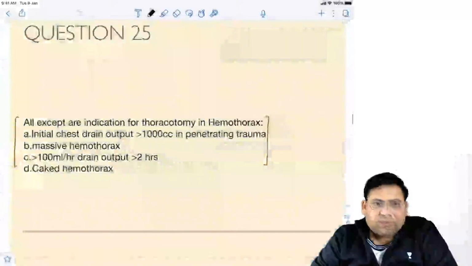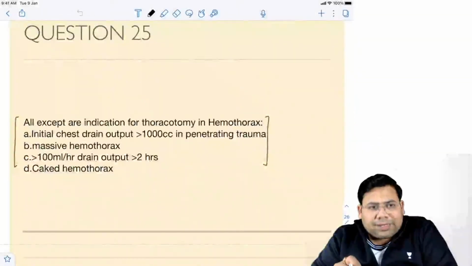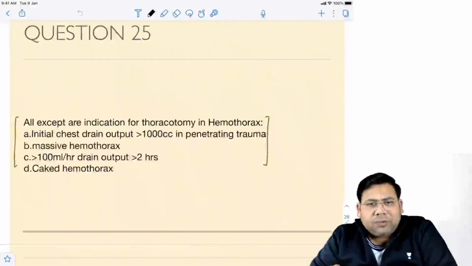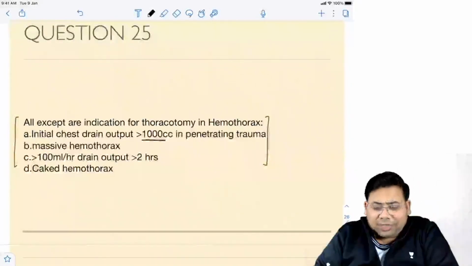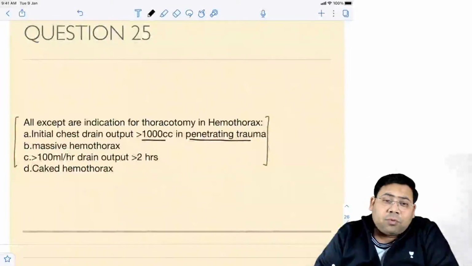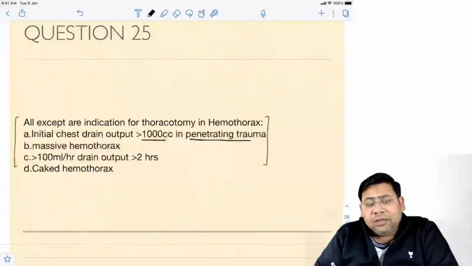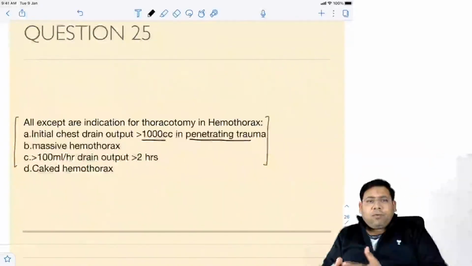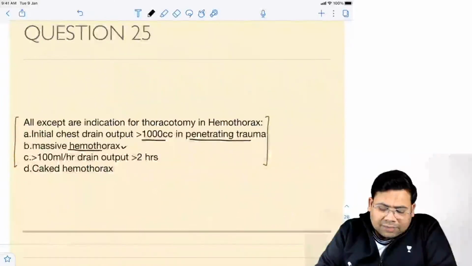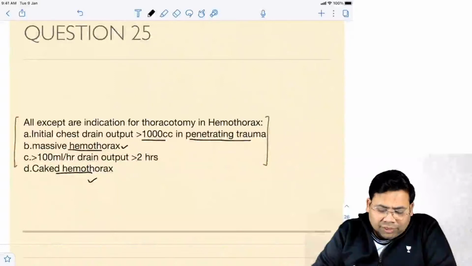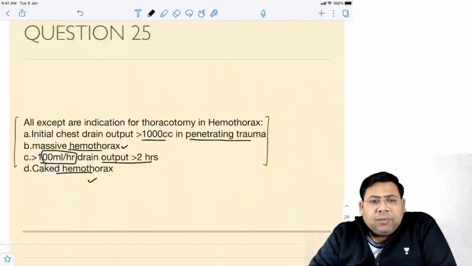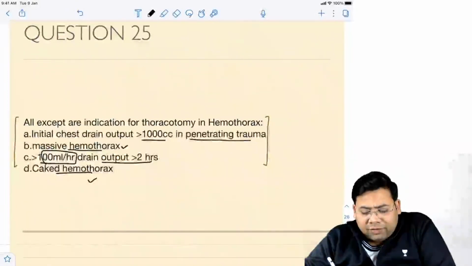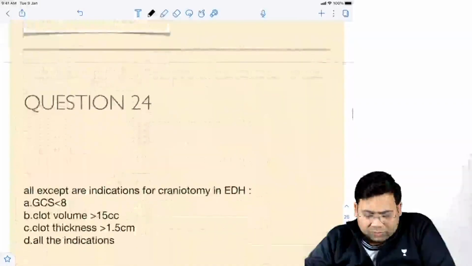So if you read the question, all except are indications for thoracotomy in hemothorax. The initial chest drain output more than 1000 cc is significant, but in case of penetrating injury it becomes more significant. You don't have to wait. You have to go for thoracotomy in form of surgery. Massive hemothorax, yes. Caked hemothorax, yes. More than 100 ml per hour for more than 2 consecutive hours, no. More than 200 ml per hour for 3 or more consecutive hours, yes. So this is wrong.